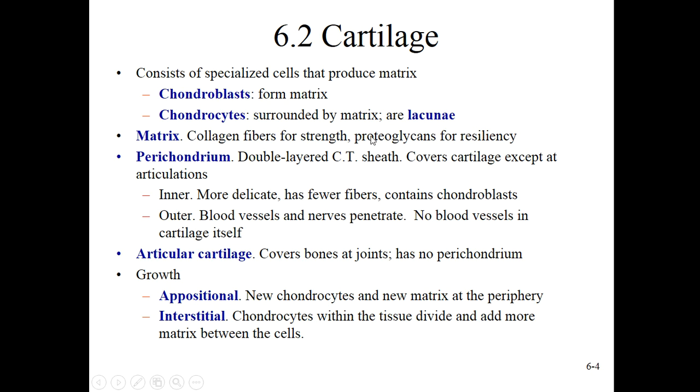Cartilaginous matrix is primarily a stiff jelly called proteoglycan matrix, and then there are sparse collagen fibers interwoven to give it a little resiliency. Perichondrium is the connective tissue surrounding the cartilage. It's made of collagen primarily, and that's a connective tissue. That's what this stands for right there.